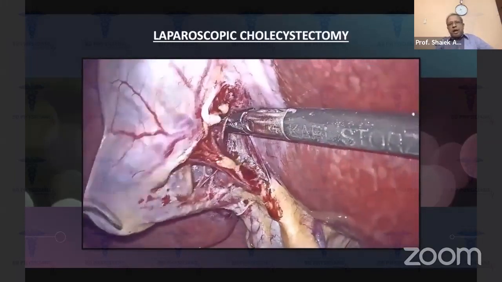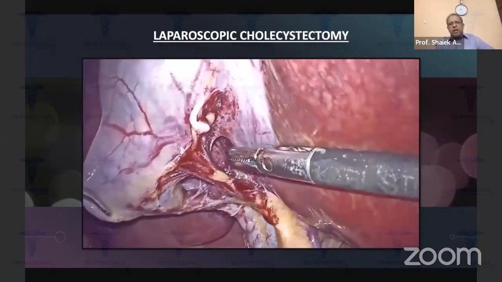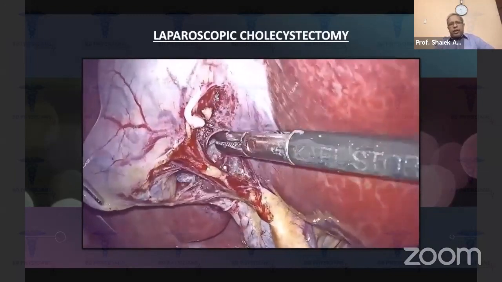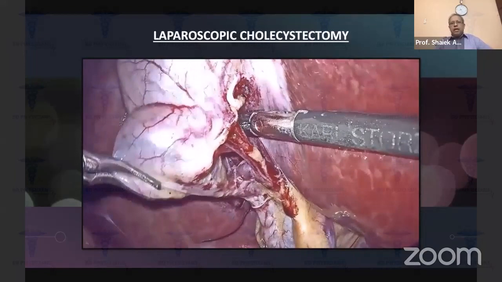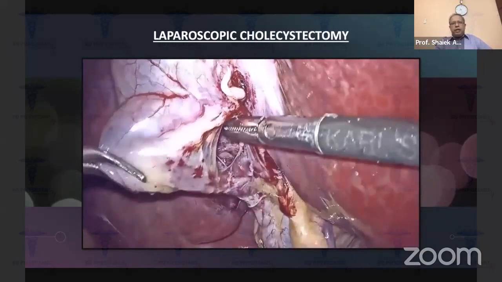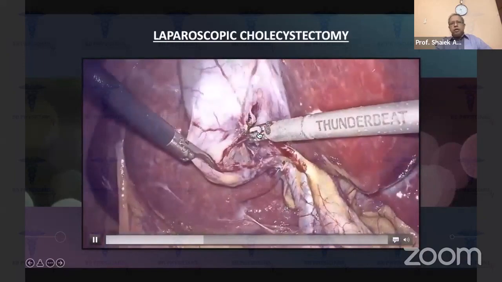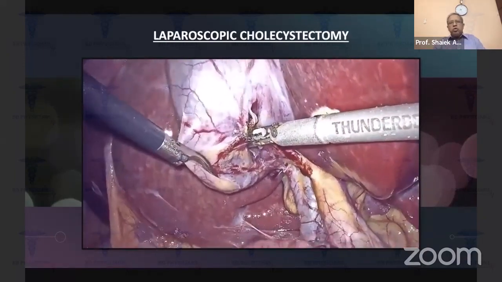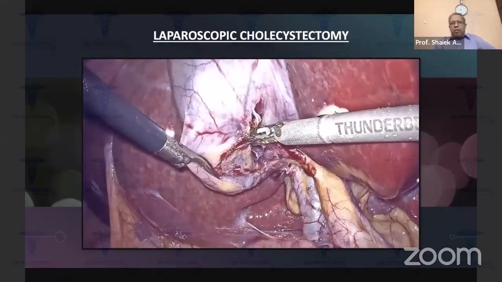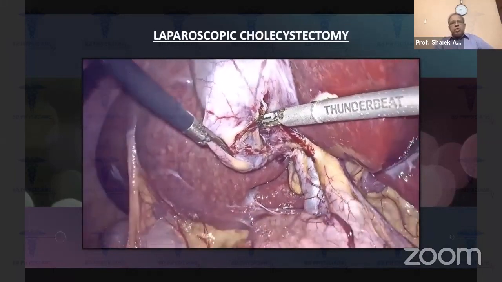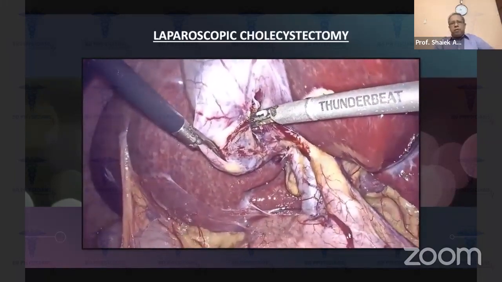There is a main sound for the right hepatic artery, right hepatic artery. So that cystic artery is divided with the fundamental diathermy. Then you do the flip.